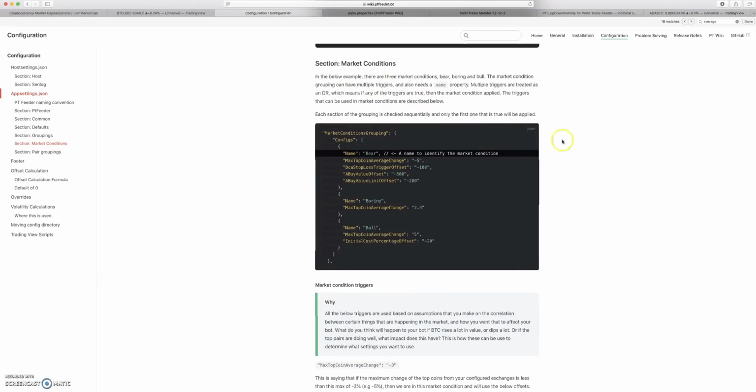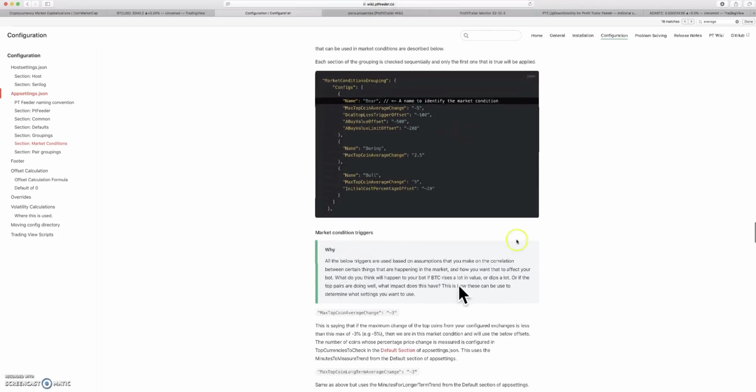In the below example, there are 3 market conditions: bear, boring, and bull. The market conditions groupings can have multiple triggers and also need a name property. Multiple triggers are treated as an OR, which means if any of the triggers are true, then the market condition is applied. So the triggers that can be used in the market conditions are described as below. Each section of the grouping is checked sequentially, and only the first one that is true will be applied. So this is really important, and I'll give you an explanation.